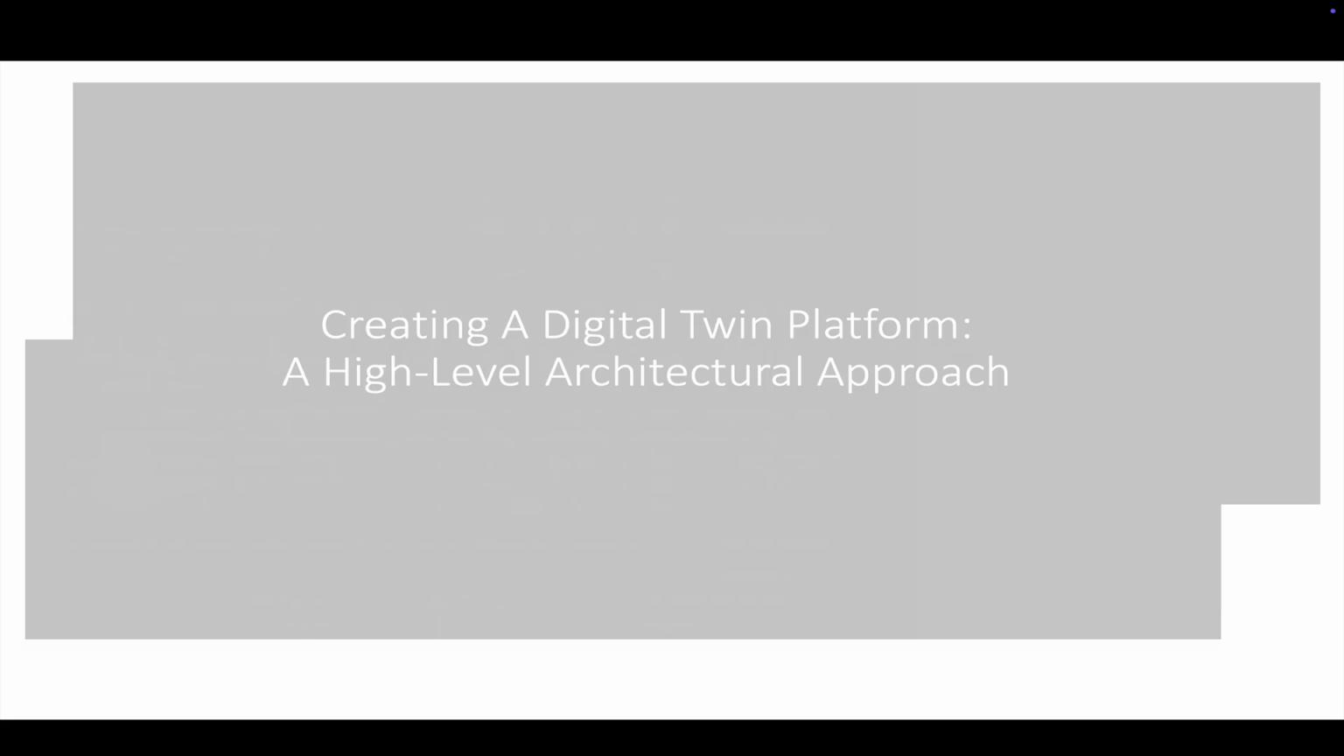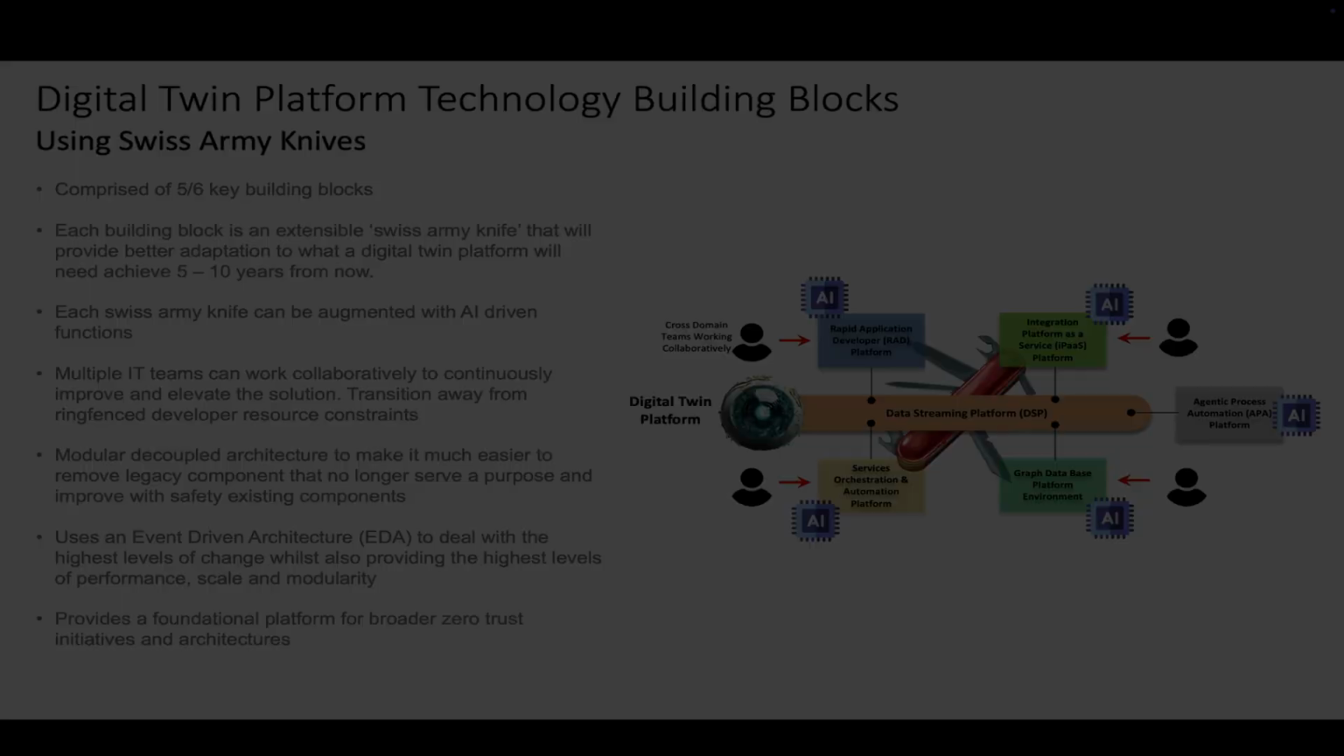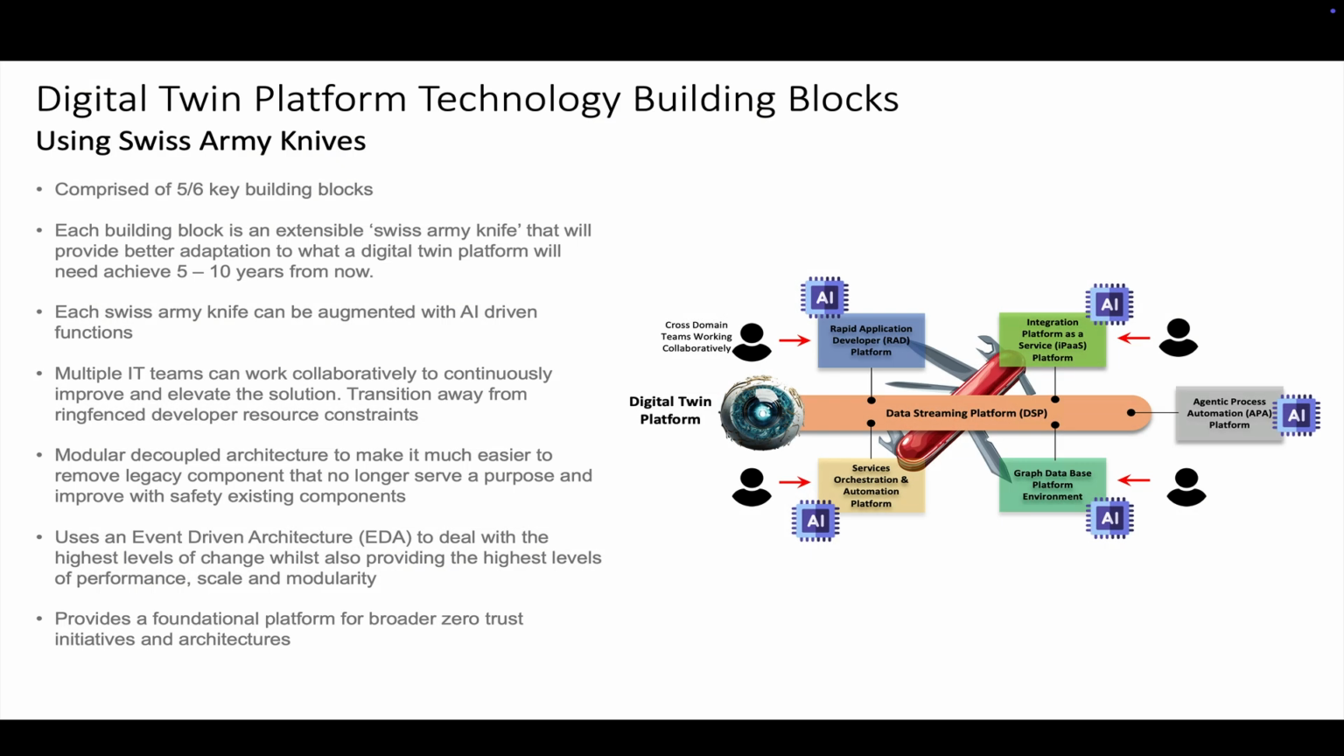In this section of the presentation, we will discuss some high-level approaches that can be taken around creating a digital twin platform architecture. So let's take a moment to describe some of the features and capabilities of the building blocks that could comprise a digital twin platform architecture. Please note that this is an example architectural approach. There are many different ways of achieving the same outcome, so please take this information as you see fit and change it to meet your needs.